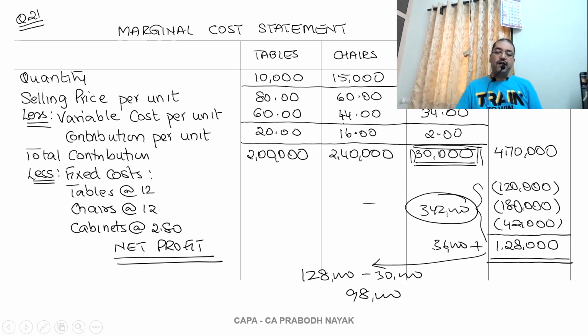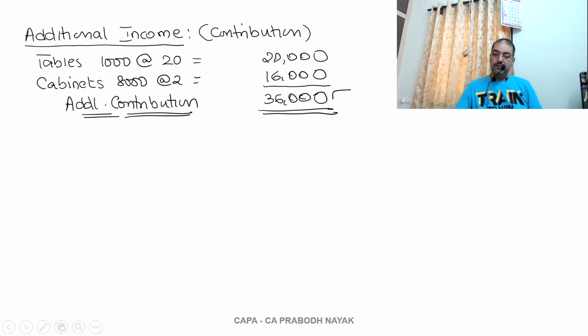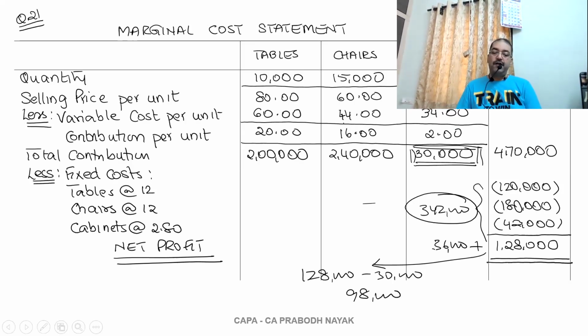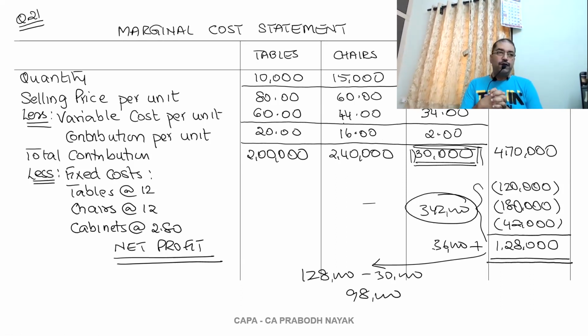If cabinets are discontinued, then profits will reduce by rupees 30,000.